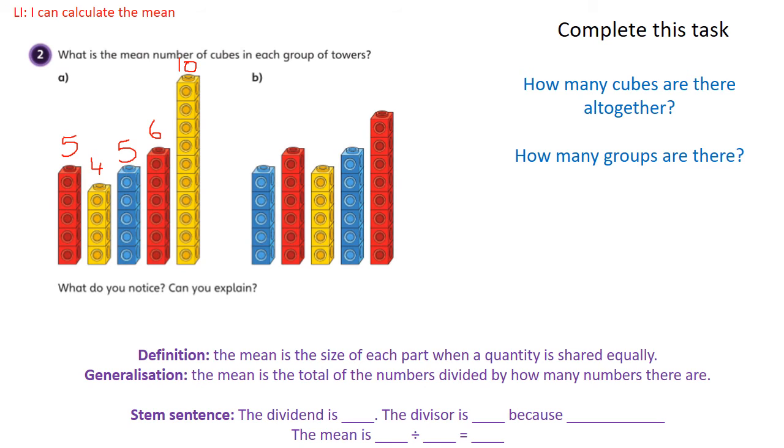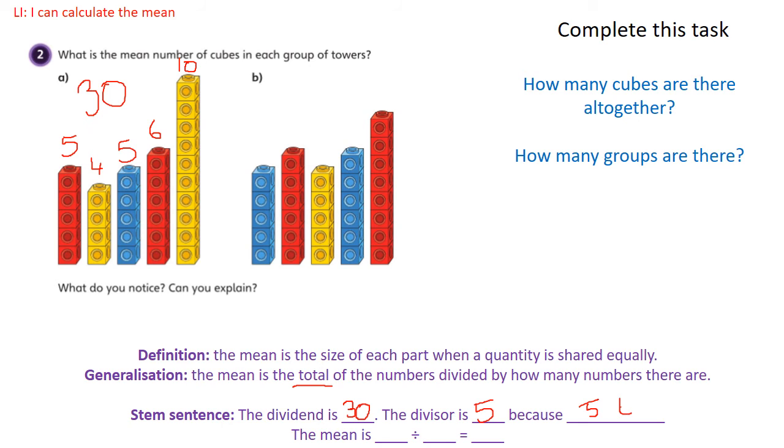So remember, the mean is the total of the numbers. So our total is going to be 30. The dividend, therefore, is 30. What's our divisor? Well, how many sets of cubes have we got? How many towers? We've got 1, 2, 3, 4, 5 towers. So the divisor is 5 because there are 5 towers.